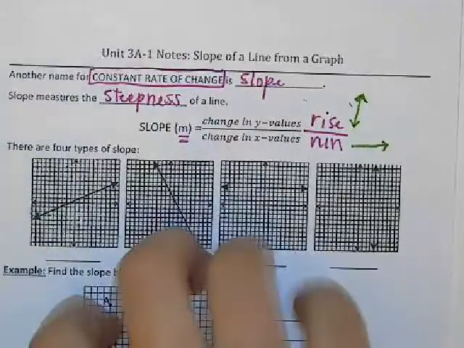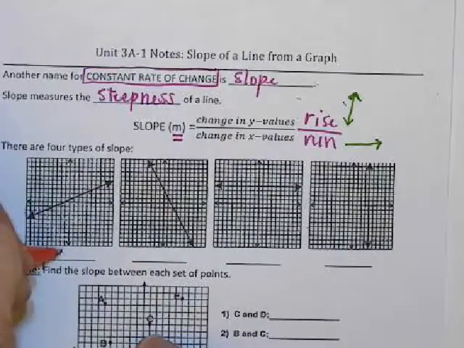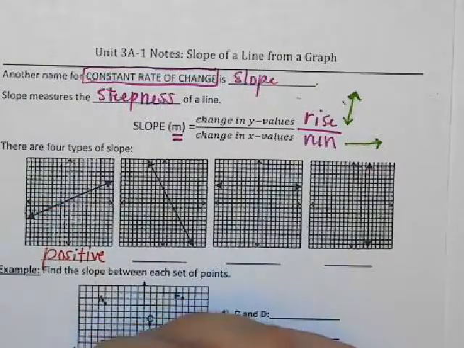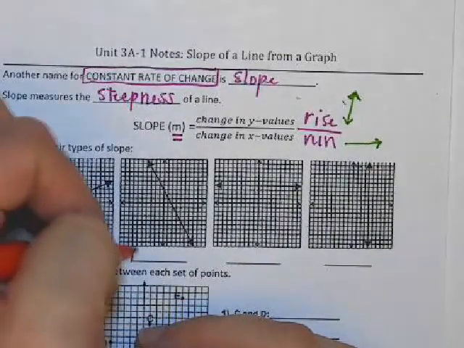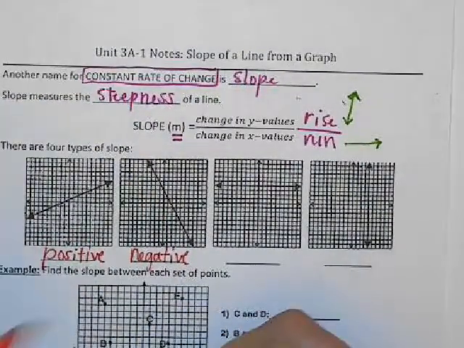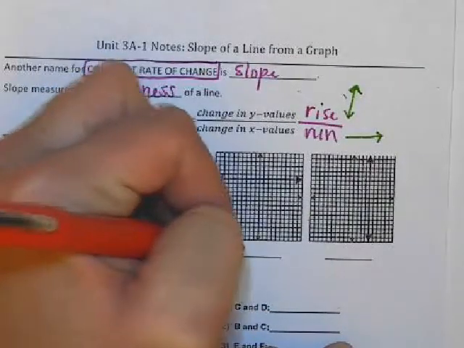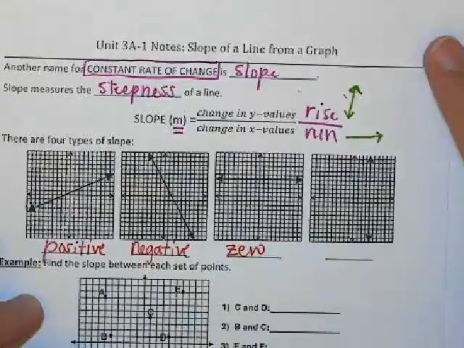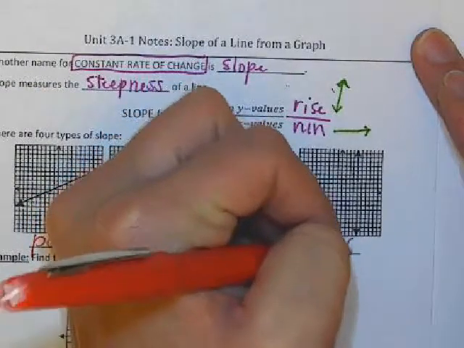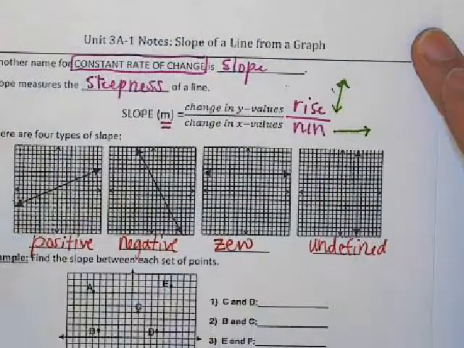There are 4 types of slope. There is positive: you're going up the hill. Then you've got negative: going down the hill. You've got one straight across, that is 0. You've got one straight up and down, that is undefined. I have a fun way to remember 0 and undefined, but we're not going to talk about that today.